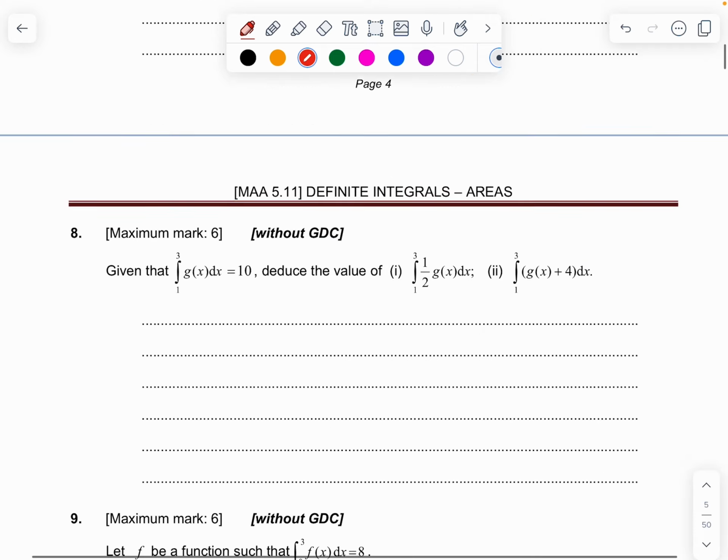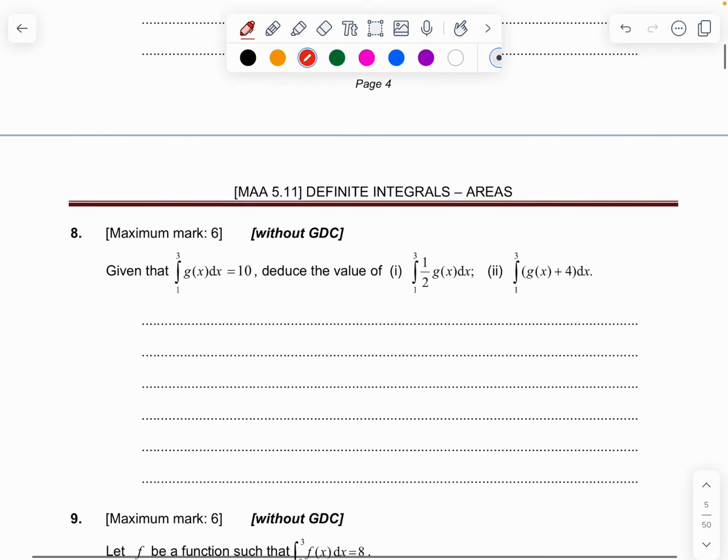Question number 8. Given that the integral of g of x dx is 10, what is 1 upon 2 of it? So it is 1 upon 2 times 10, which is 5. Then for this part it is 10 and this part becomes 4x, 4x from 1 to 3. So 10 plus 4 times 3 minus 1, which is 18.